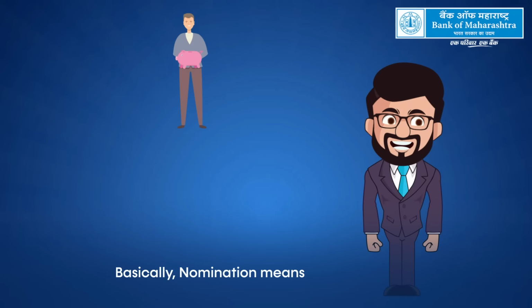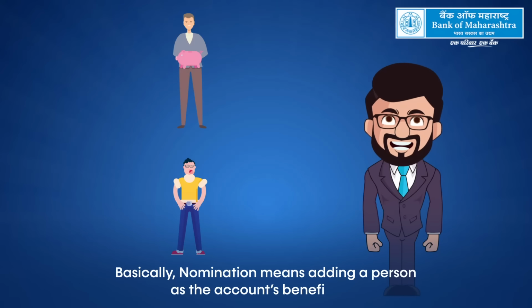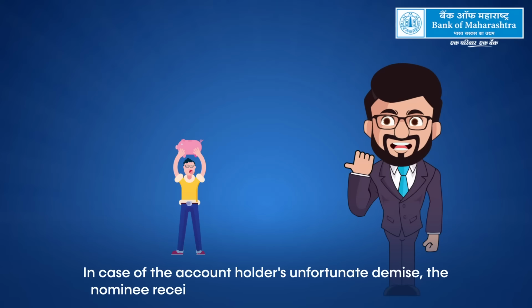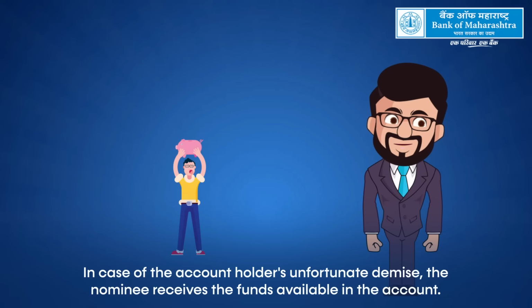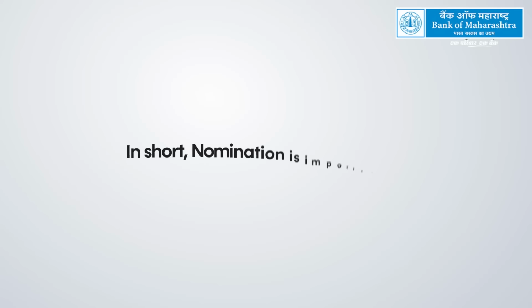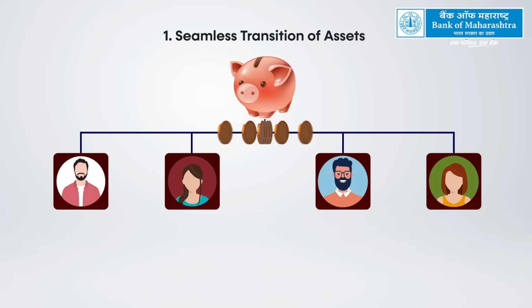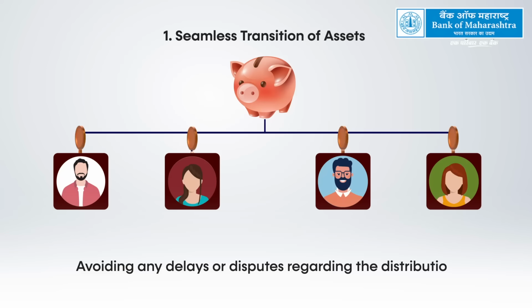Basically, nomination means adding a person as the account's beneficiary. In case of the account holder's unfortunate demise, the nominee receives the funds available in the account. In short, nomination is important for: 1. Seamless transition of assets, avoiding any delays or disputes regarding the distribution of your assets.